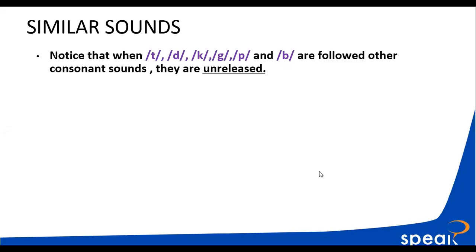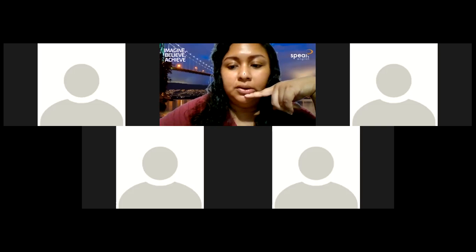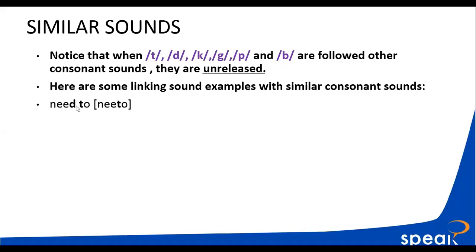Okay, so let's see. Here are some examples. If the sound of the letter D is included on the list, yes or no? Yes, right, thank you. So this is why before the next consonant sound, we're going to say need to. The sound of the consonant D here is unreleased. It means that I don't pronounce it. You see? Need to.